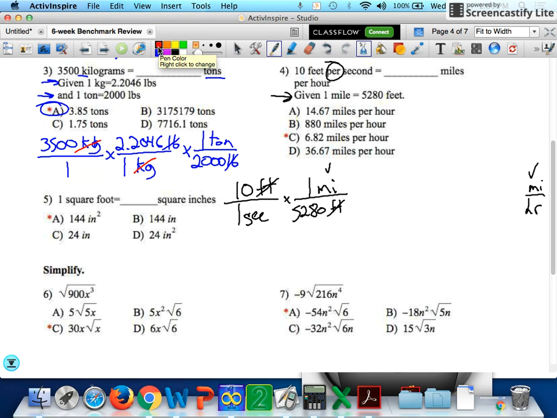Let's work on time. Well, I've got to go seconds to hours, which means I'm increasing the overall unit size. So 60 seconds is 1 minute. Those are going to cancel. 60 minutes is 1 hour. And now we see we've got hours and hours, so it's just a multiplication problem.